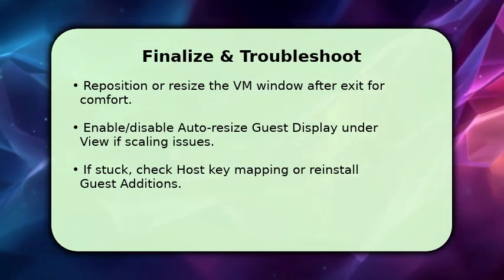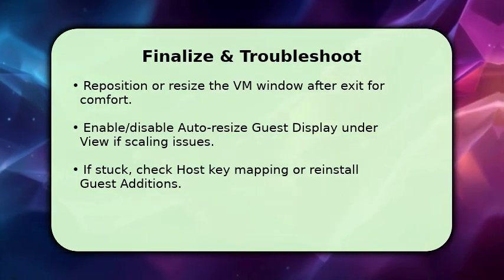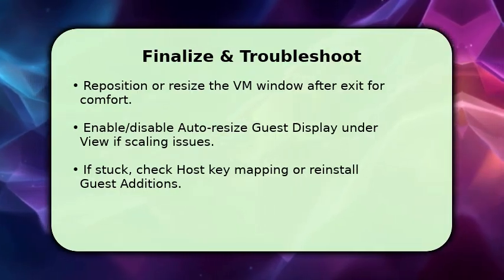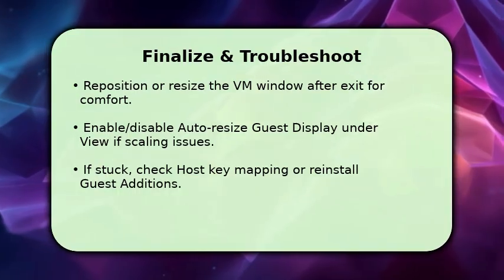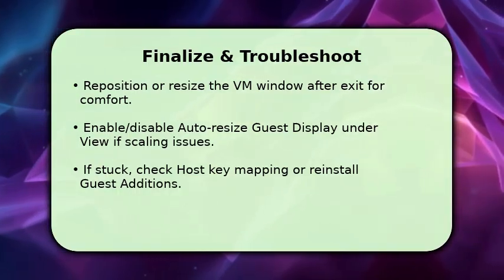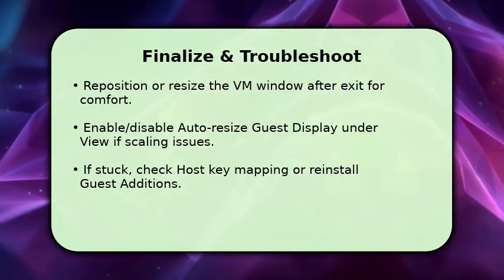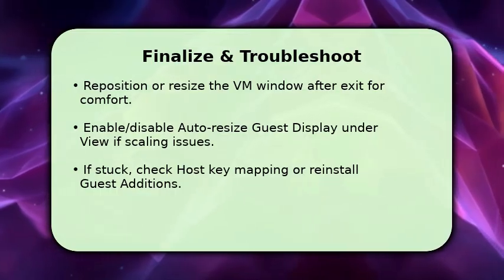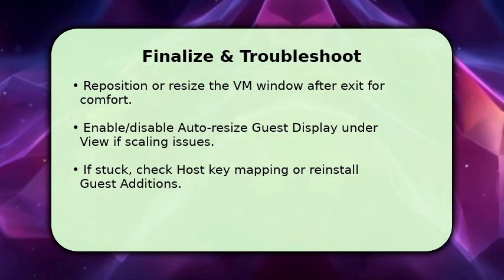VirtualBox preserves guest resolution unless auto-resize is enabled. If the guest display looks odd, toggle View, right arrow, auto-resize guest display to let the VM adapt, or manually set resolution inside the guest OS. If you cannot exit full screen at all, verify host key mapping and preferences, try an alternative host key, or reinstall guest additions. These steps fix keyboard capture and driver problems that commonly prevent the toggle.